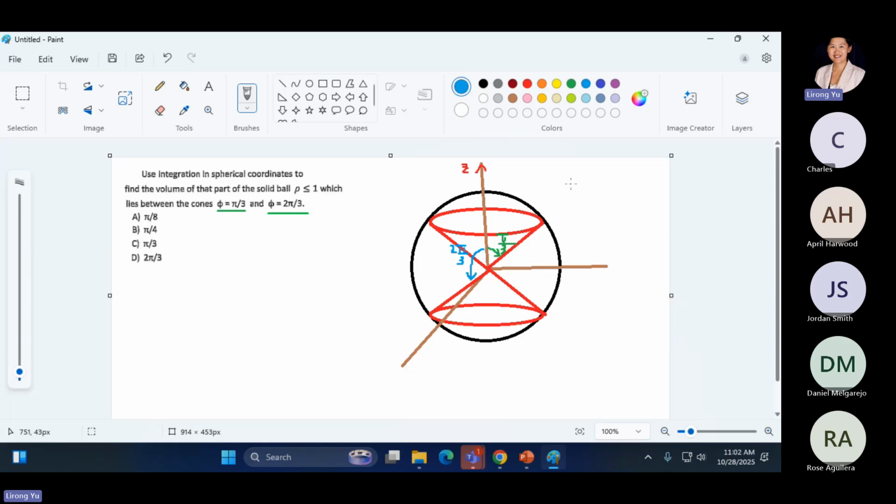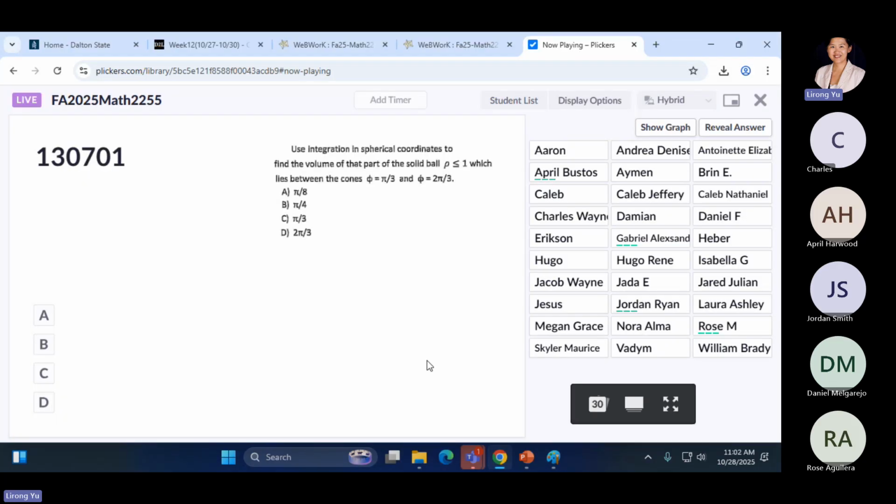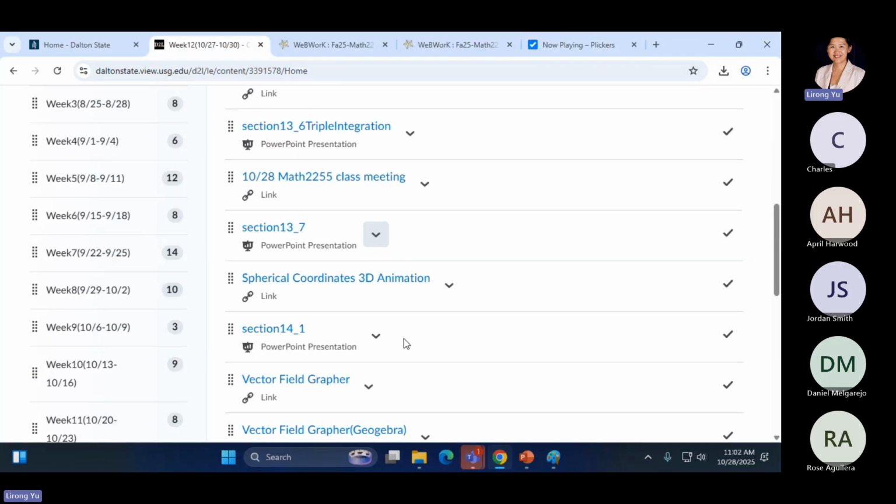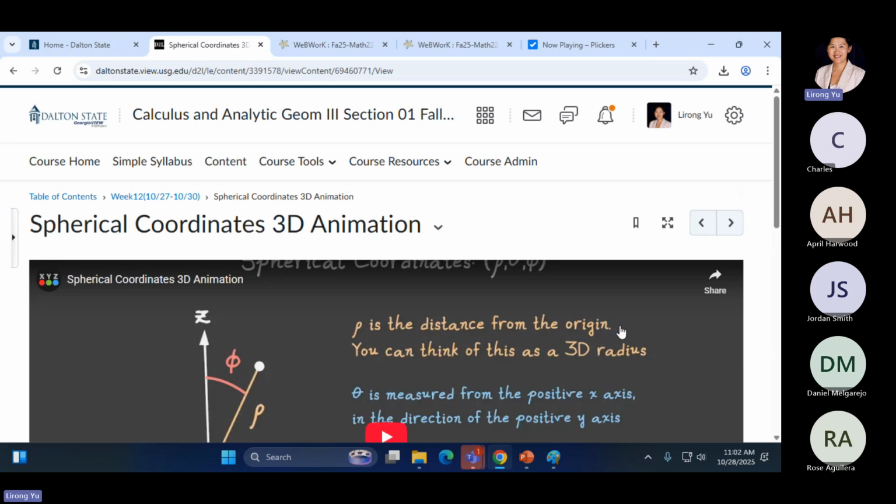So if we try to color the part of the volume, it's something kind of like this. We're only finding part of the ball. There's a cap at the top and a bottom part, a top part, that we're not calculating. So maybe it's easier if we look at this recording to understand spherical coordinate better.